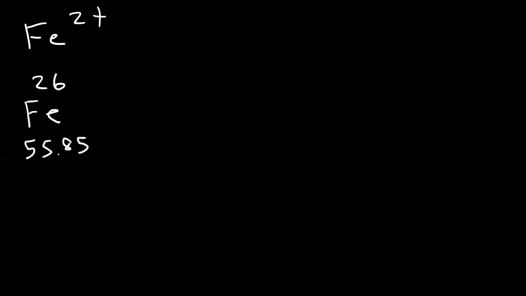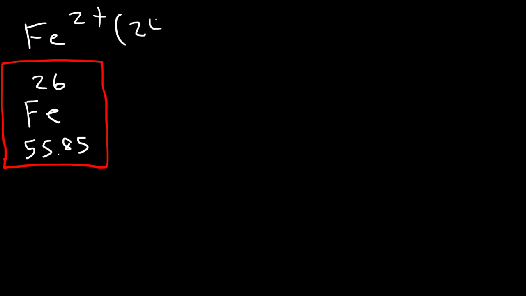Now, what about ions? Let's say we want to write the electron configuration of the Fe2+ ion. How can we do so? On a periodic table, Fe has an atomic number of 26 and an average atomic mass of about 55.85. So an atom of iron metal has 26 electrons. What about an ion of Fe? Because the charge is plus 2, that means the atom lost 2 electrons. So therefore, the Fe2+ ion has 24 electrons. It has 2 less than this number. So we're going to write the electron configuration based on the number 24.